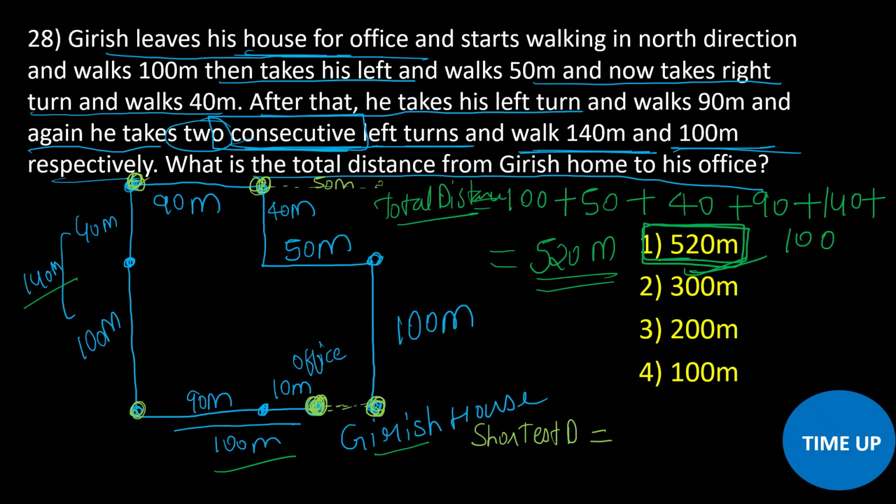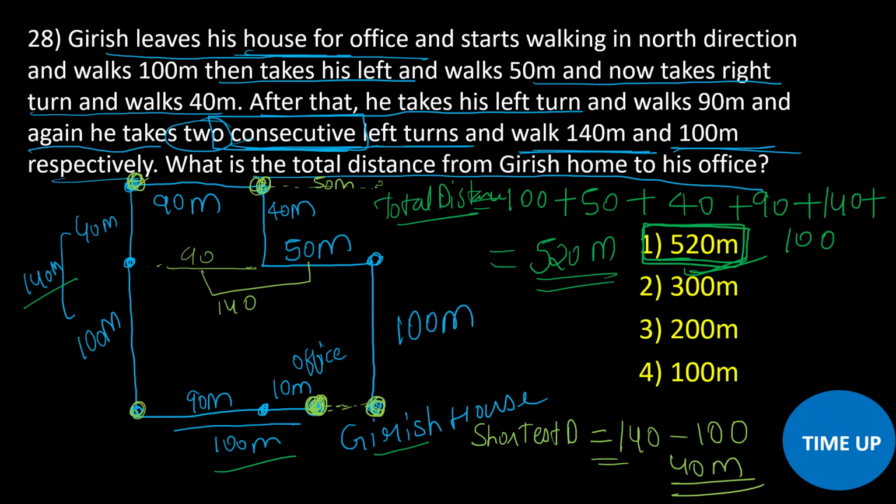So what I will do, this total is how much? This one, 90 plus 50, is a total of 140, and this is 100. So what I will do is 140 minus 100, which will come to 40 meter. So this is 40 meter. So this will be the shortest distance.